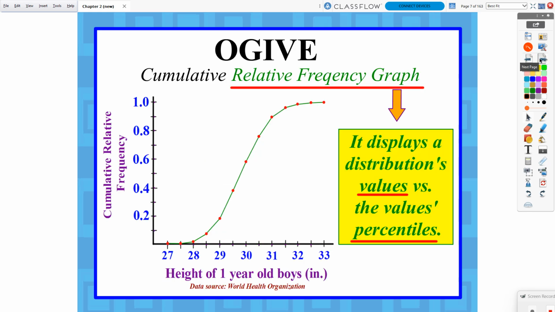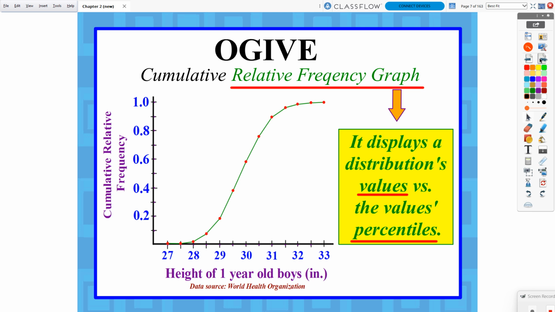So we have this new type of graph called an ogive. And I have no idea how ogive relates to its proper name, which is a cumulative relative frequency graph. No idea how those two things are connected, but here we are. So an ogive, or a cumulative relative frequency graph, is a graph that displays a distribution's values versus the values' percentiles.